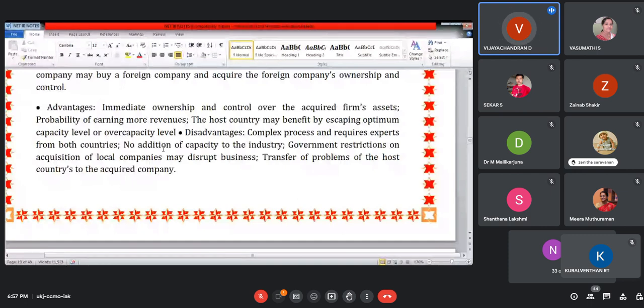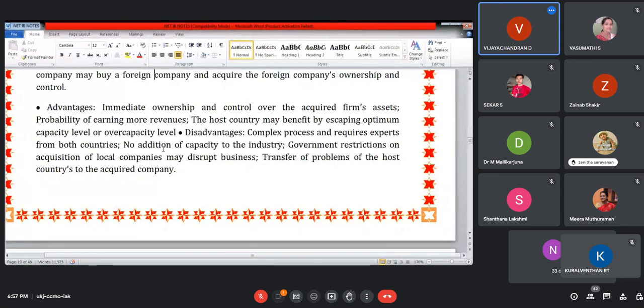So the assets will be merged together. So there will be economies of operation. The host country may benefit by escaping the optimum capacity level. So they will have the optimum capacity level. If there is a demand that you cannot meet, with the help of the merger the production will be more. By the way, you can meet the demand of the consumers. So those things will be possible with the help of international trade. That is a way of international trade, the merger.